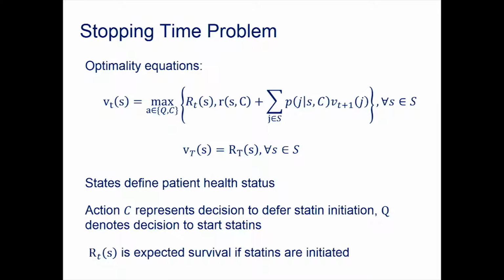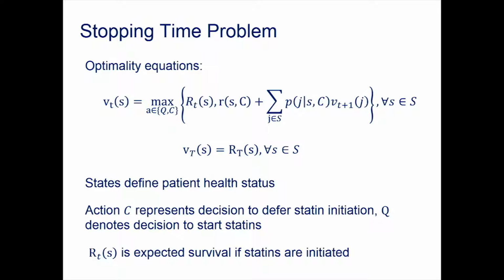So here are the optimality equations again, but a slightly simpler structure. Here, we're deciding between two different actions, whether to start statins or not. There's a reward. You can think of that as the long-term reward if you start statins. That reward might represent your expected quality-adjusted lifespan if you initiate treatment. If you don't initiate treatment, you get some immediate reward.